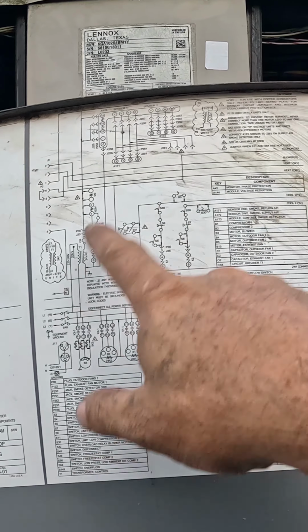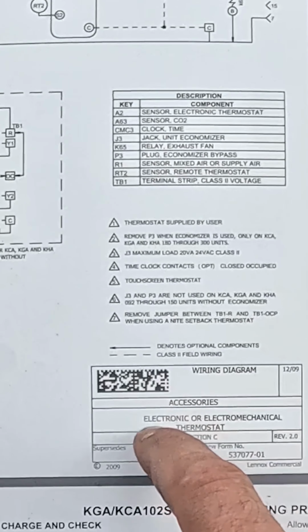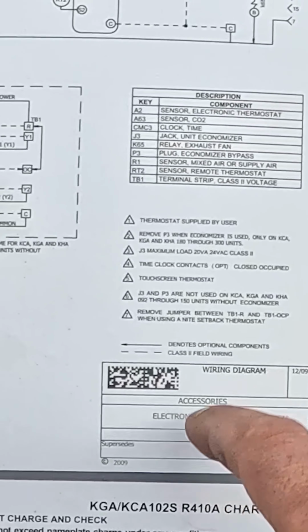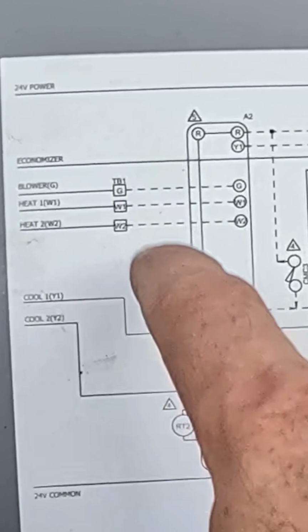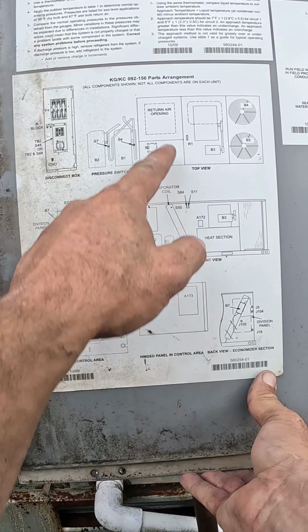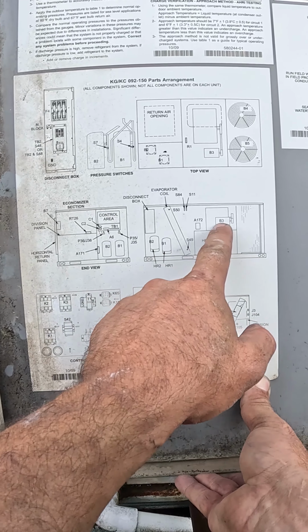And if we look at this one here, this is our cooling. We have an economizer, and then this one's covering accessories, electronic or electromechanical thermostats. If you look close, you can see blower, heat 1, heat 2, cool 1, cool 2. Some of these will tell you your parts arrangements, where in the unit everything's located. Compressor 1, compressor 2, your blower.